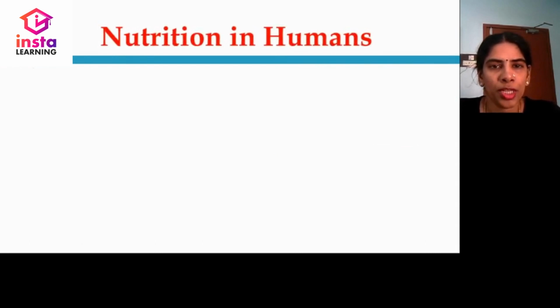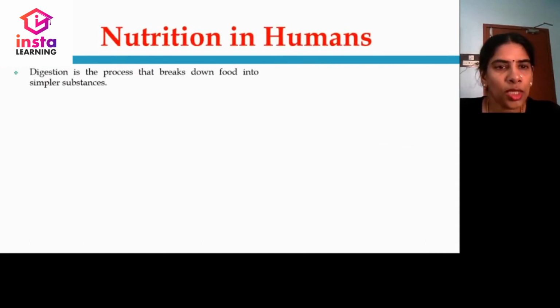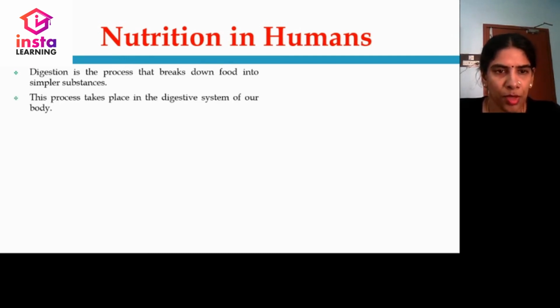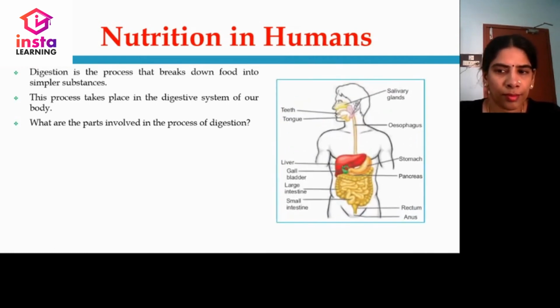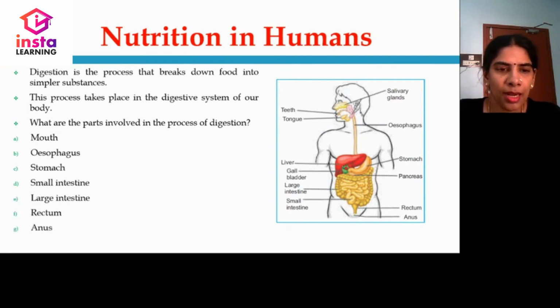Let us discuss how nutrition takes place in human beings. We know that digestion is a process that breaks down food into simpler substances. This process takes place in the digestive system of our body. What parts do you think are involved in the process of digestion? The common parts are mouth, esophagus, stomach, small intestine, large intestine, rectum and anus.